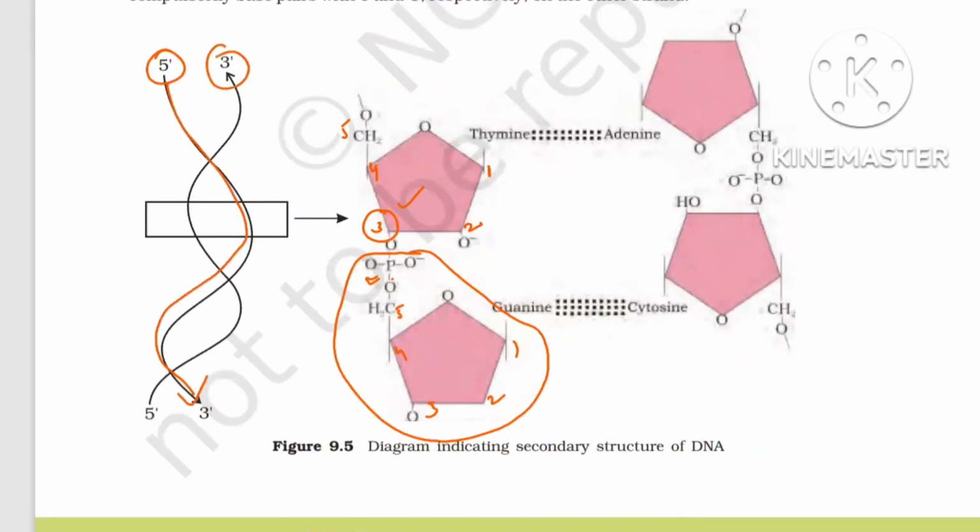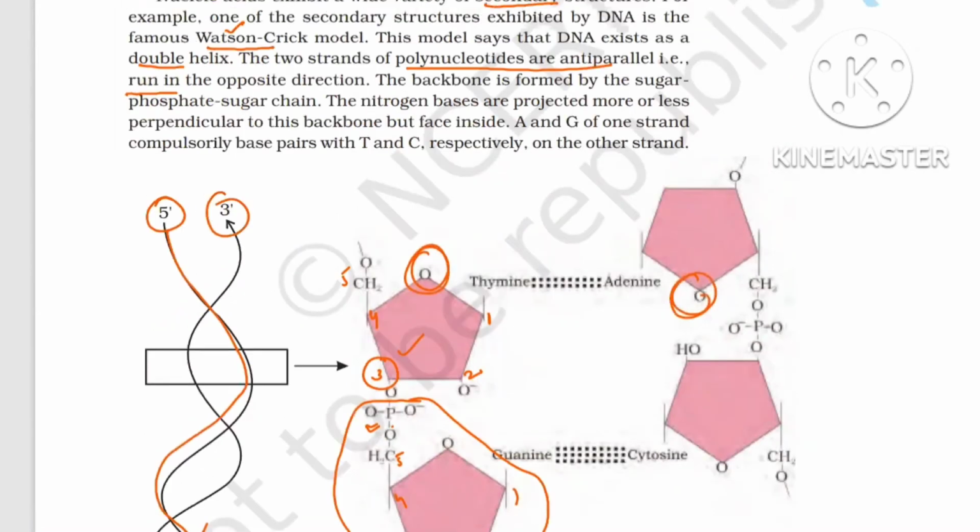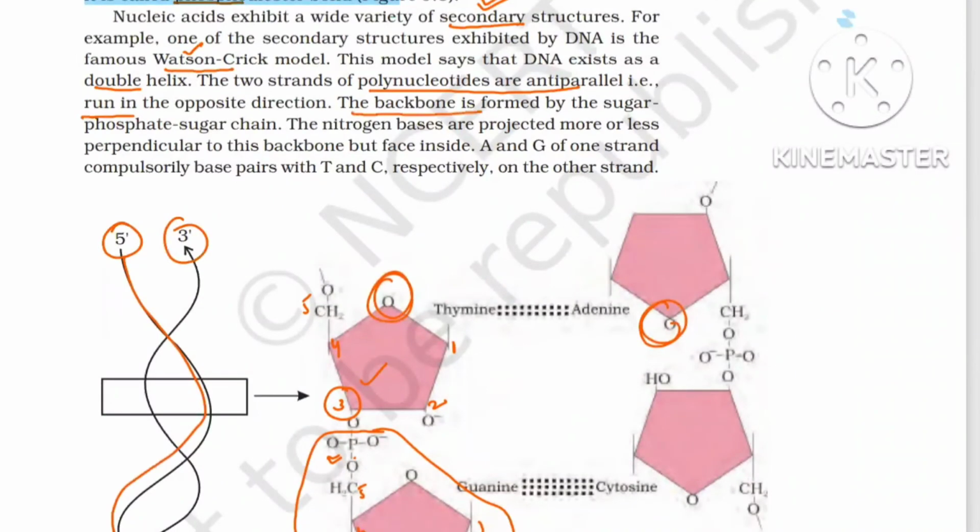Is it clear? In one case, O is up for the sugar. In the second case, O is down for the sugar. The backbone, who is making the backbone? The backbone is made by the sugar-phosphate, sugar chain. And the nitrogenous bases are projected perpendicular to the backbone, but inside. So beta, if I say it is inside, try to understand whether these bases are hydrophobic or not. And phosphoric acid is outside because phosphoric acid is hydrophilic. Is it clear?